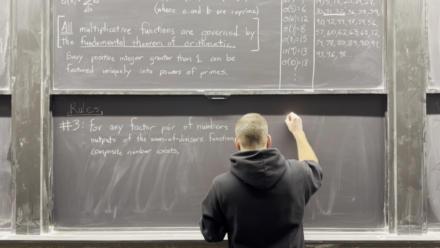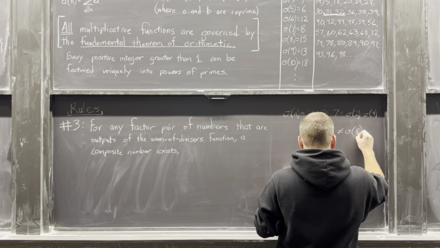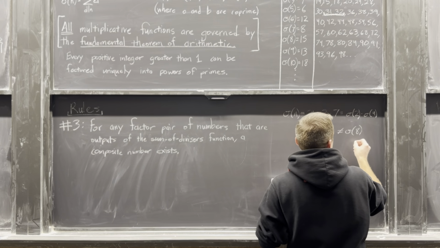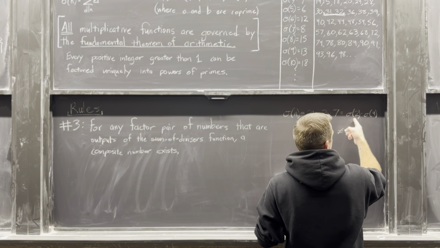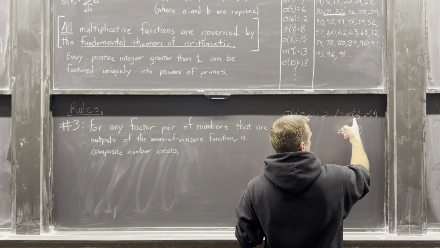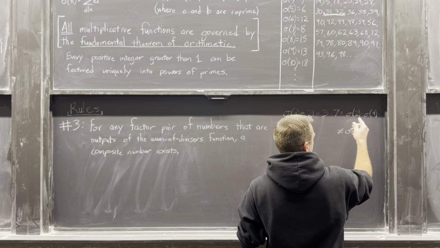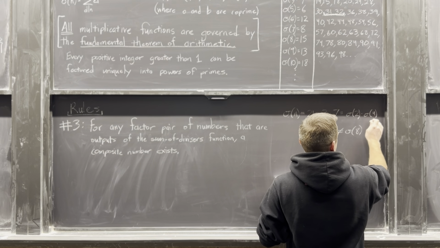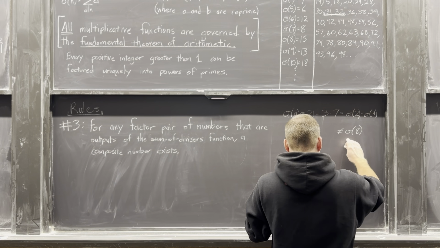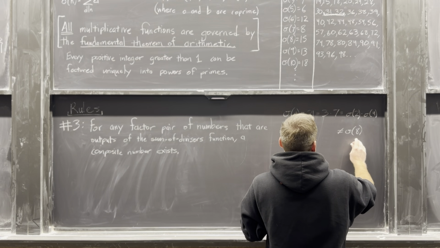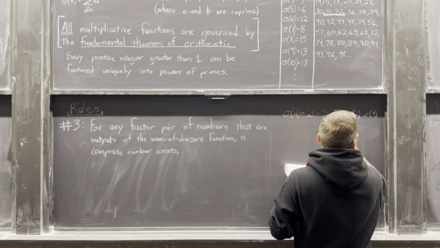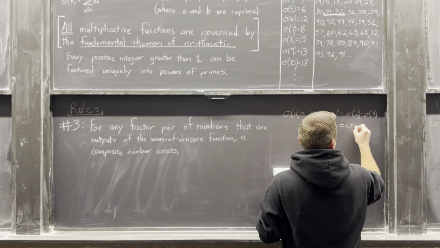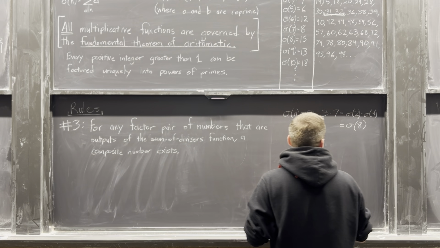Which does not equal sigma of 8, right? So sigma of 2, there's no solution for sigma of 2. Or no, I'm sorry. Yeah, sigma of 2. So 2 times 4 is 8. It's sigma of 8, which is equal to sigma of 8, allegedly, right?